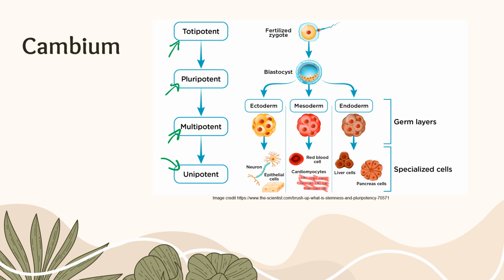What's pretty cool, that cambium, that meristem stem cell tissue in plants that's between the xylem and the phloem in the vascular bundles, it is pluripotent. Cambium is pluripotent. It can differentiate into many types of cells. It's mostly going to become xylem and phloem.